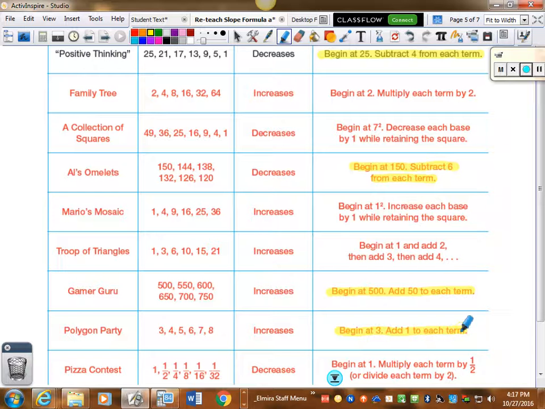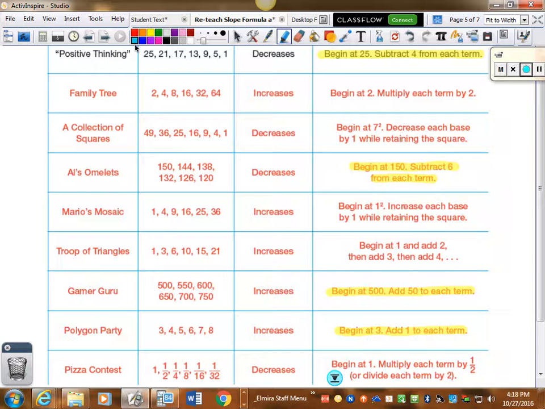What you should notice is that you're either adding or subtracting the same number to each term. Okay, I'm always subtracting 4 in Positive Thinking. We were always subtracting 6 eggs in Al's Omelets. Gamer Guru, adding 50 to each term. Polygon Party, we're adding 1 side to each polygon. Okay, so those are all special because we're always adding or subtracting a number, and those sequences have a special name that we're going to talk about. They're arithmetic sequences.